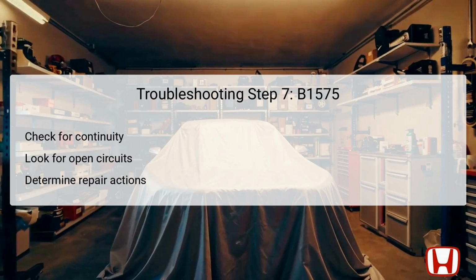Conversely, if an open circuit is identified, repair actions should focus on locating and correcting the break or resistance within the wiring, which could restore the intended functionality of the auto light sensor circuit.